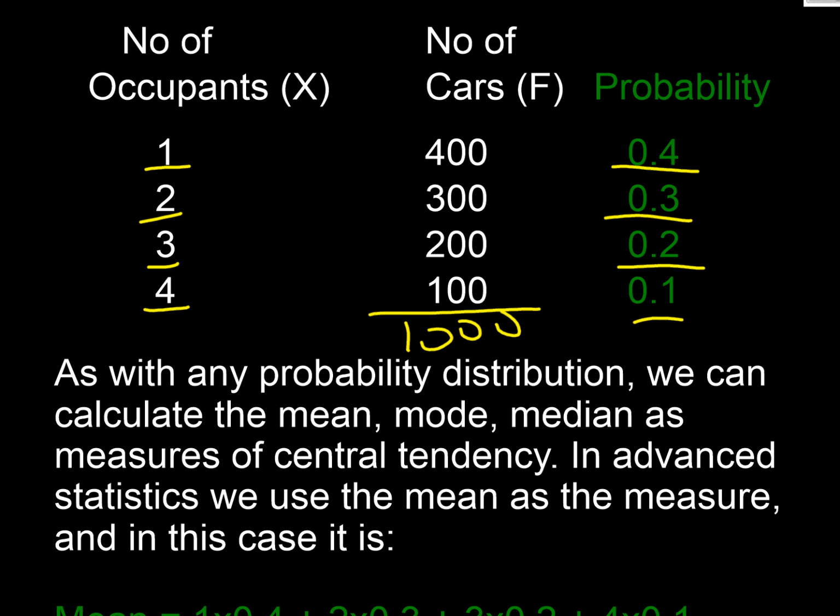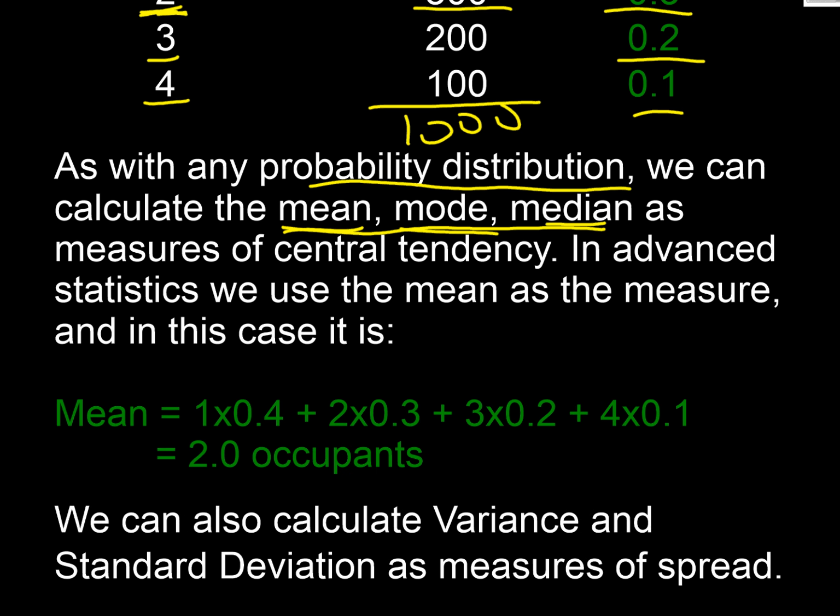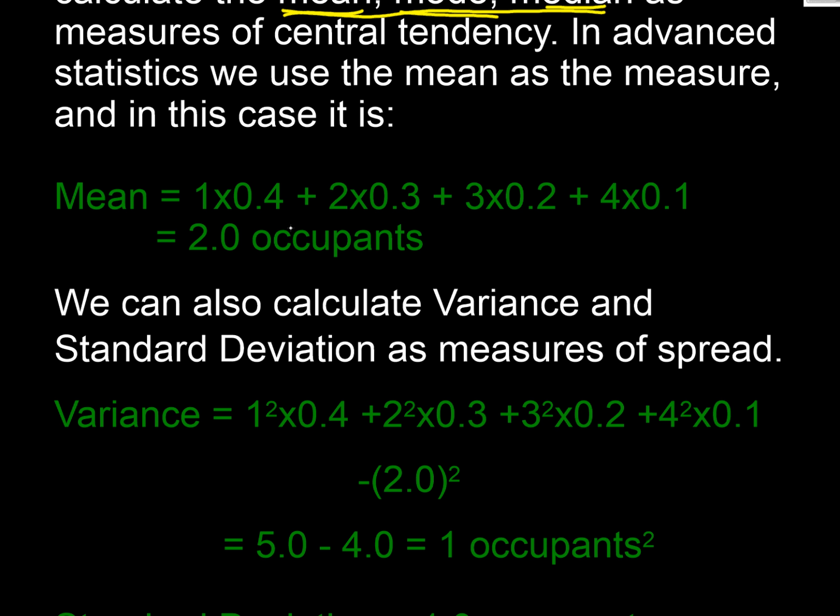And as with any of these probability distributions, we can work out the central tendency statistics: mean, mode and median. So our mode is 1, our median is 2, and if we want to find our mean, we just start multiplying our probabilities out. There's a 0.4 chance we've got one person in the car, 0.3 of 2, 0.2 of 3, and 0.1 of 4 occupants. So the mean of that is going to be 2.0.